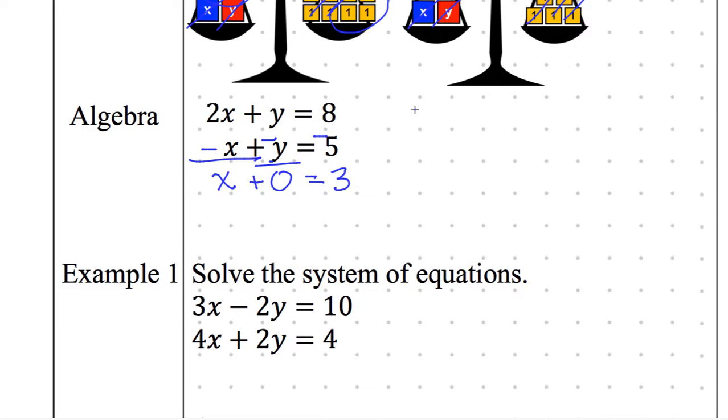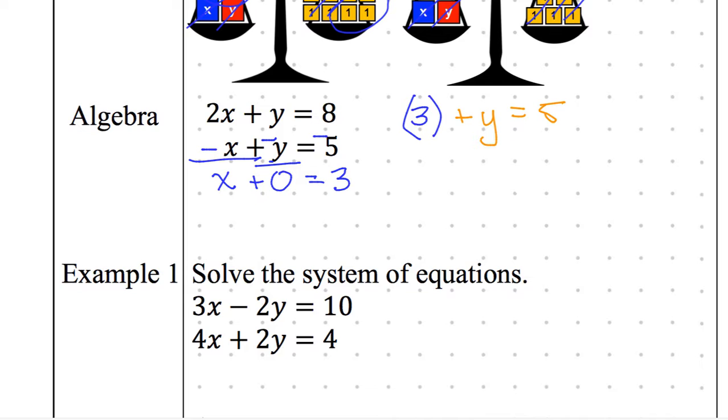So I'm going to write now 3, I'm plugging in for this x, and I'm going to rewrite the rest of the equation. 3 plus y is equal to 5. I'm rewriting the second equation, but in the place of x, I'm writing a 3 because x is 3. So 3 plus y is equal to 5, and I'm going to do what to both sides?